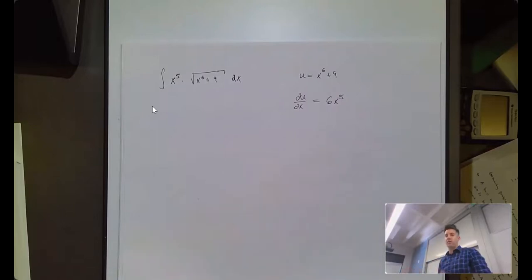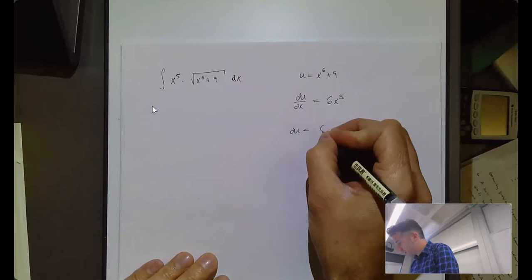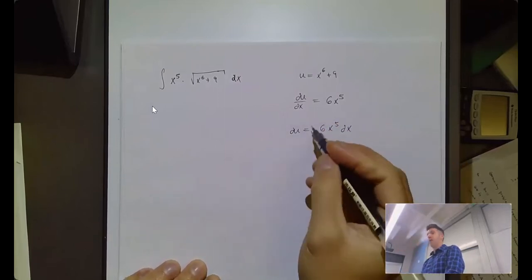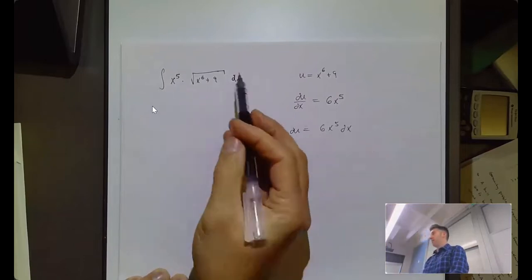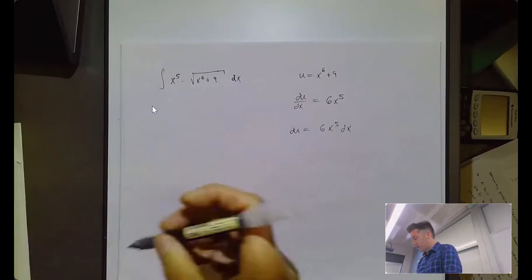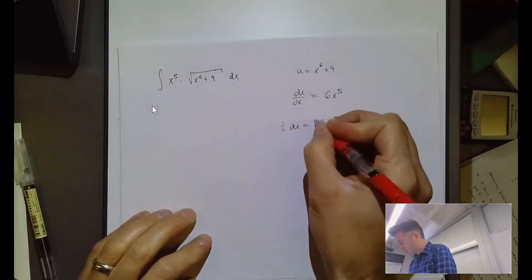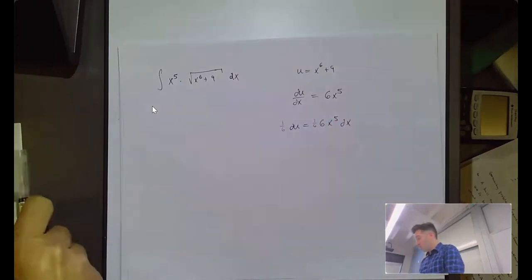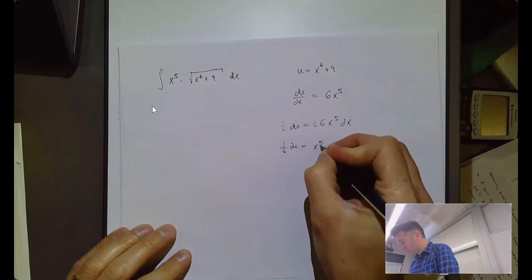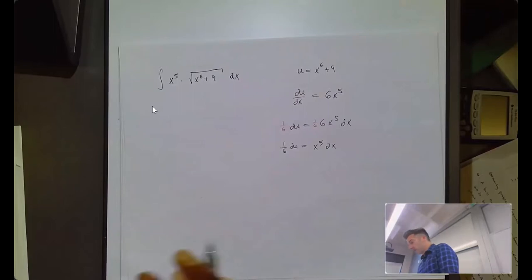So this is where there's a number of ways of doing it. I like to do the following. I like to make this part here look like what I have in my integral, meaning I don't have a 6. So I like to say I'm going to multiply both sides by 1/6. So that 1/6 times du equals x to the 5th times dx. That is my preferred way of doing it.